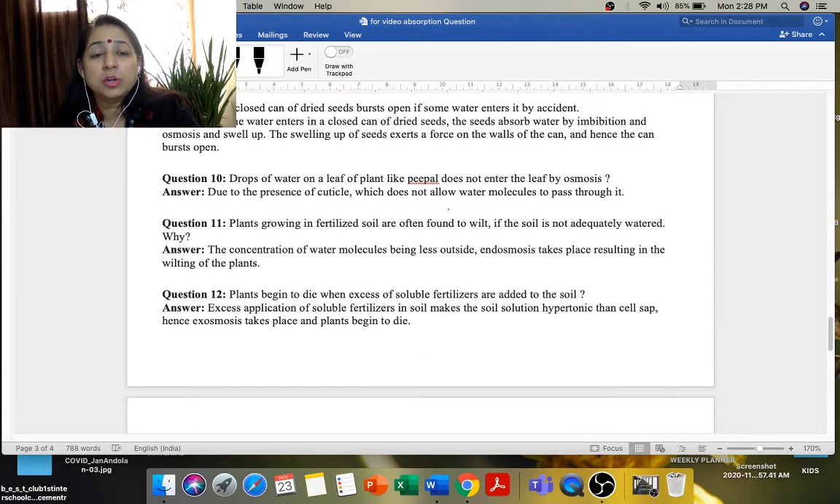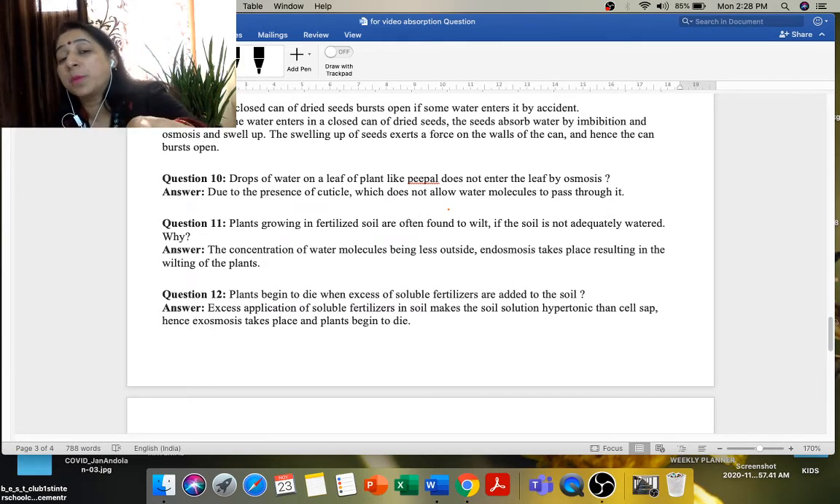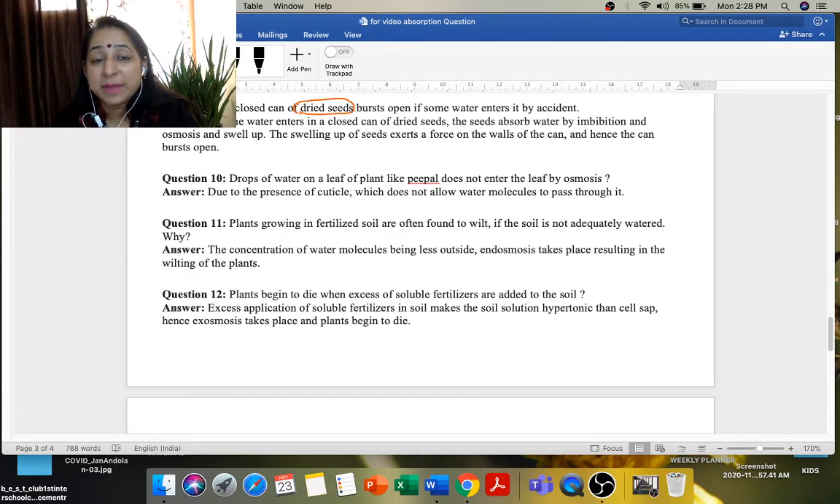A closed can of dried seeds bursts open if some water enters in it. Kyun? The seeds will absorb water, they will swell up and then the can will burst open. Now the seeds, they absorb water by imbibition. Kyun? Because the seed coat is made up of dead cells. यहाँ ऑस्मोसिस नहीं आएगा बेटा. क्यों? क्योंकि हम ड्राइड सीड की बात कर रहे हैं. अगर हम यहाँ पे रेजिन्स की बात करें तो वो डेड सेल्स नहीं थे.